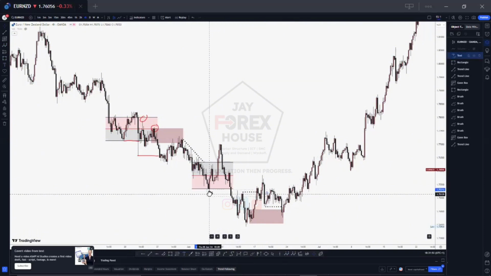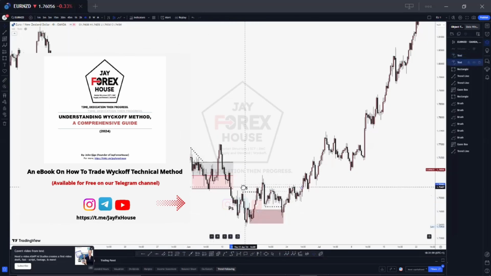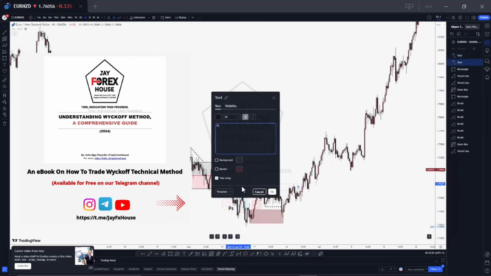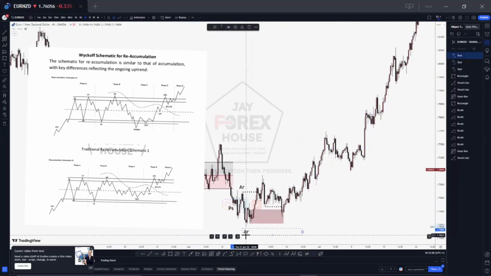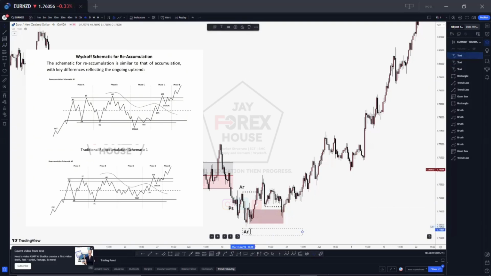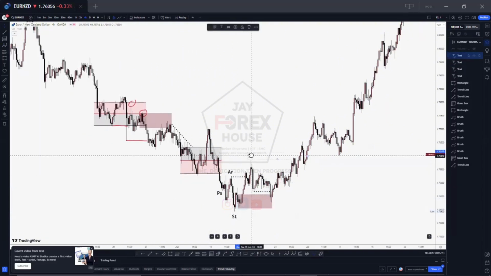PS, AR, ST. So because I'm familiar with Wyckoff, I don't have to always bring out the schematic in front of me to tell what's going on.